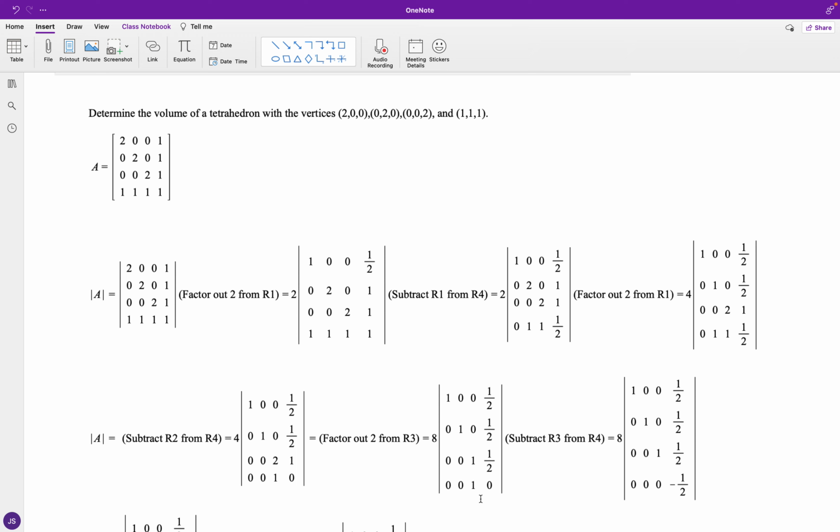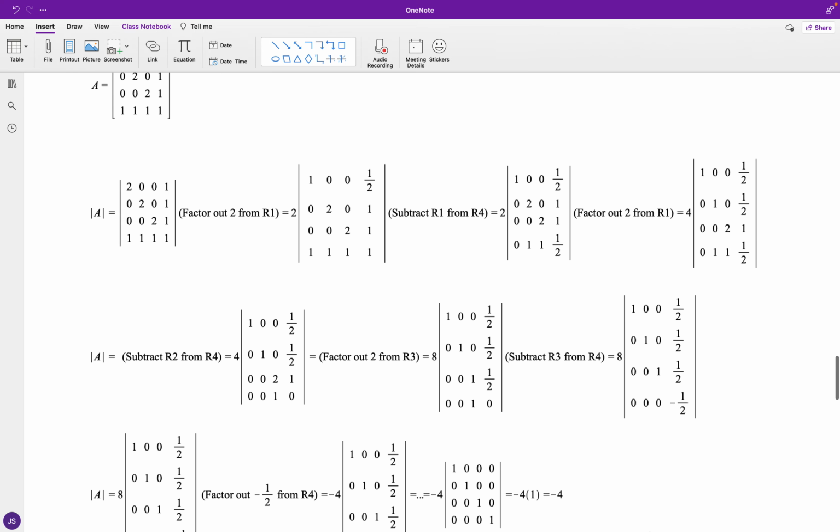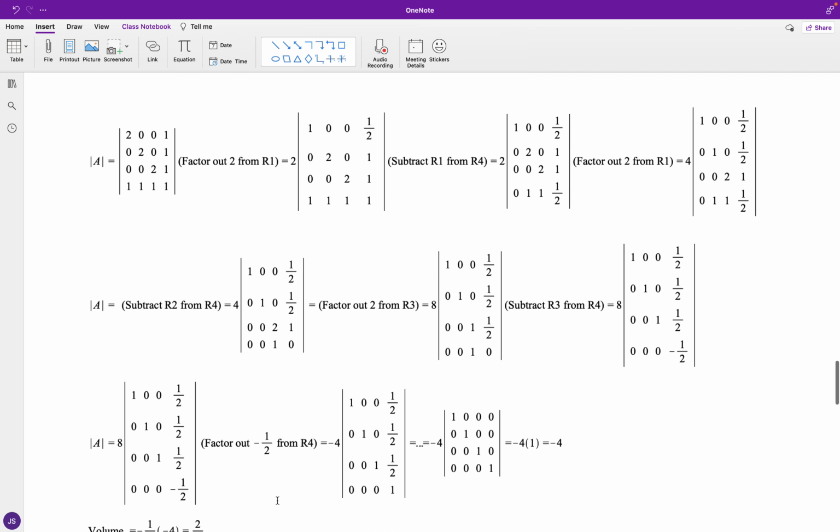And in this case, we have 8 times the determinant. In the bottom row, the change is: 0 minus 0 is 0, 0 minus 0 is 0, 1 minus 1 is 0, and now we have 0 minus 1/2 is negative 1/2. At this stage, I want to change this negative 1/2 to 1, so I'm going to factor out negative 1/2 from the last row. And negative 1/2 times 8 is negative 4. The bottom row we have is 0, 0, 0, and 1.